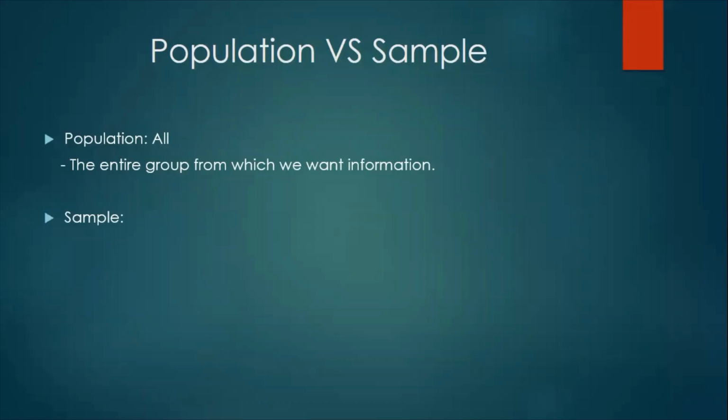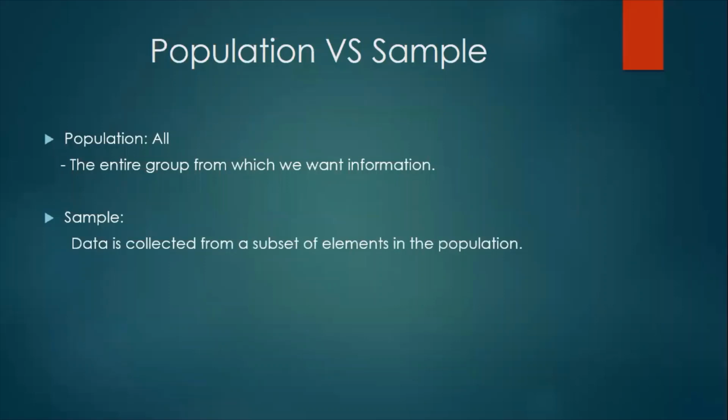While a sample now is a subset of a population. So a sample is data collected from a subset of elements in the population. Sometimes your population might be too large, so it's better for you to collect a sample and then make an inference about the population based on that sample.